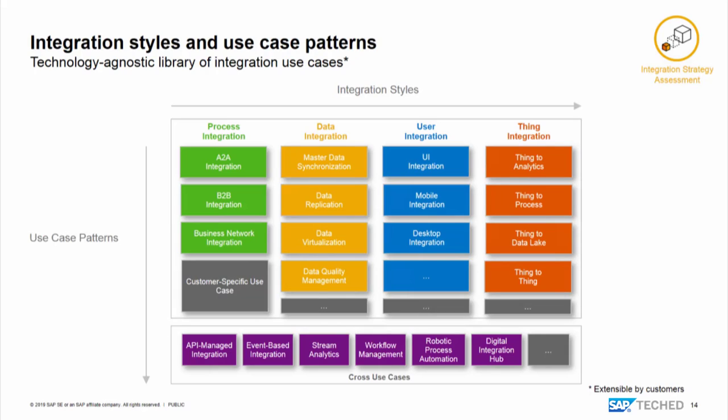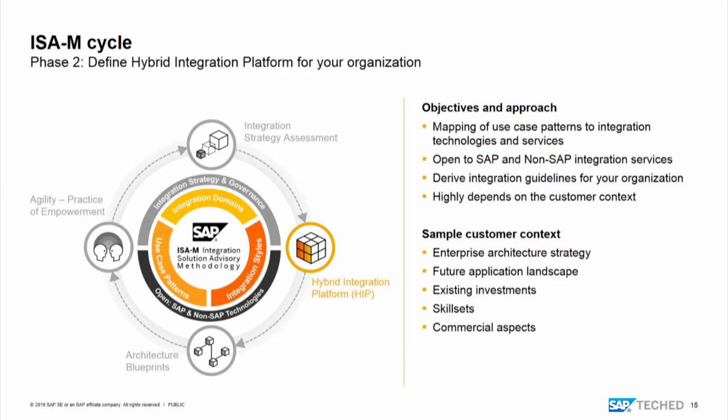With the integration domains and these use case patterns, you can do a first assessment of your integration strategy. That is the first part of the methodology. Then in the second part, you can map it to integration services and technologies that are relevant in your landscape, and also derive the integration guidelines or the integration governance for your organization. So mapping is also very important. It's always highly related to the customer context. What is your application strategy? What is your future application landscape? What are your skill sets and investments? So this highly depends on your context.